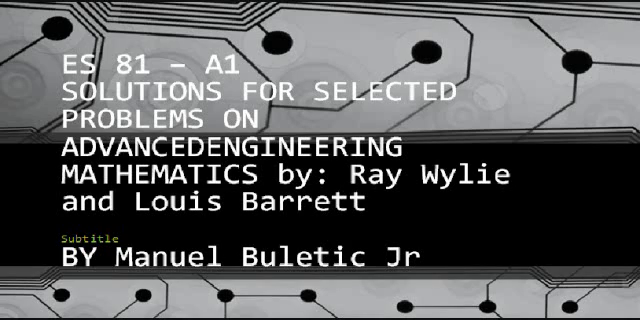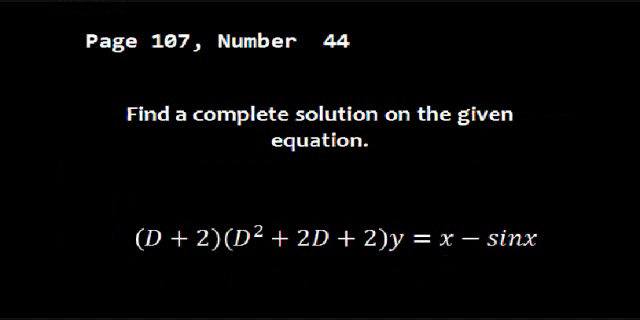The problems we are about to solve can be found in the book Advanced Engineering Mathematics by Ray Wylie and Louis Barrett. From page 107, number 44, we are asked to find a complete solution of the given equation.